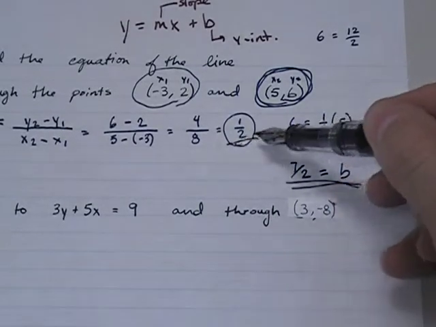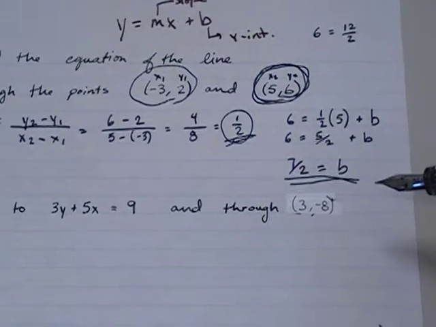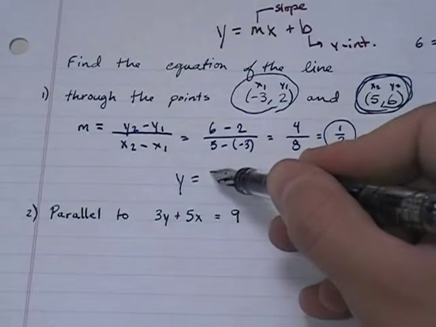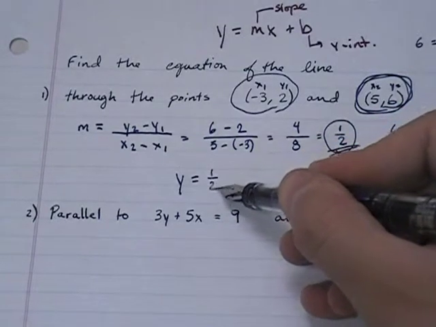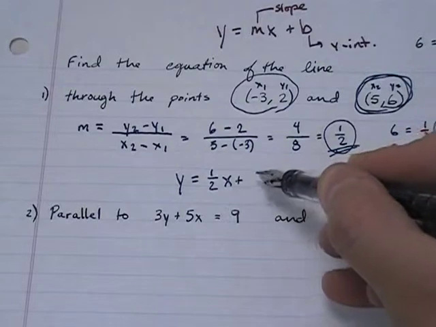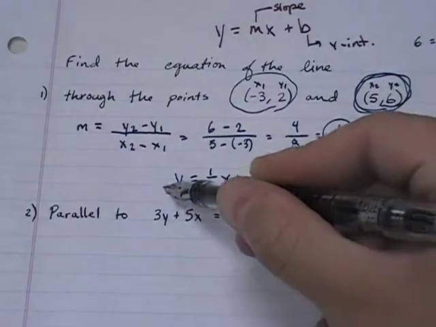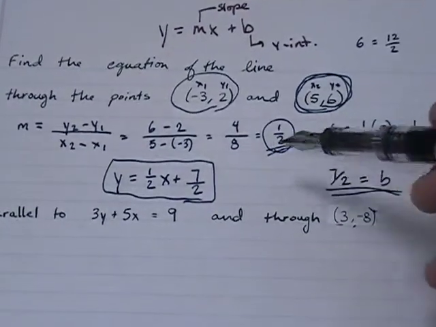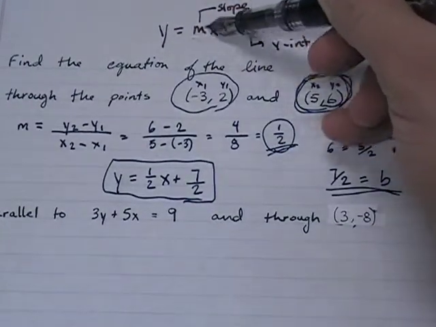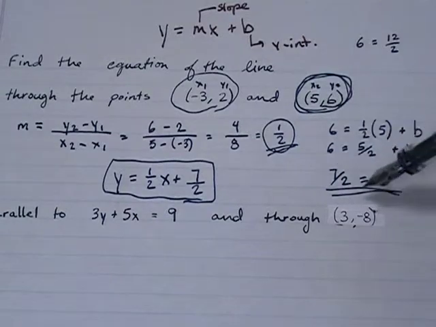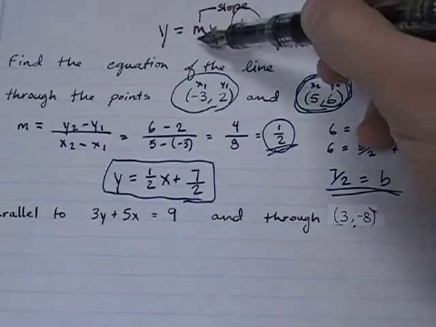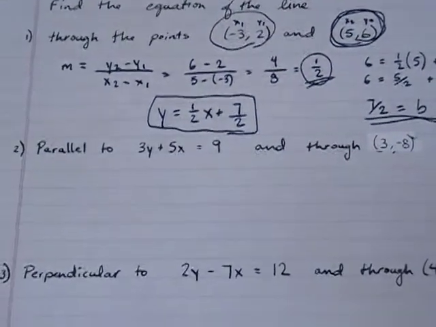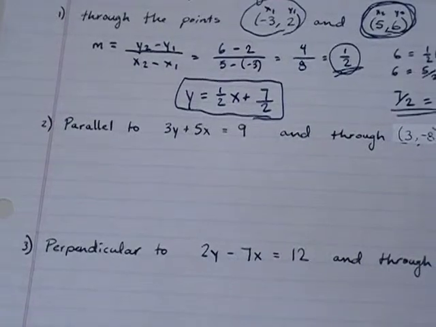Well, if I know m is 1/2 and I know b is 7/2, I can write my equation. And my equation is y equals 1/2 x plus 7/2. And that equation will go through the 2 original points. So I take my slope, m, and put it there. And I take my y-intercept, b, and put it there. Okay? And I get my equation. So that's the first one.